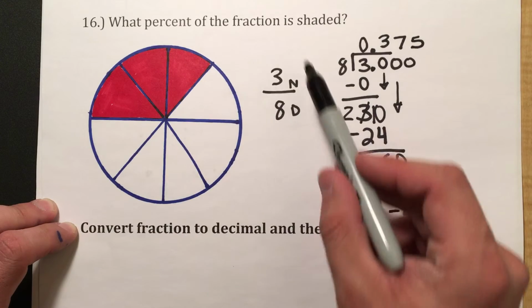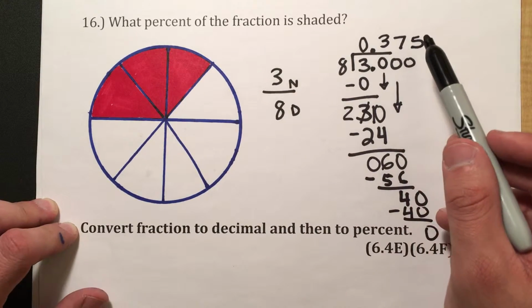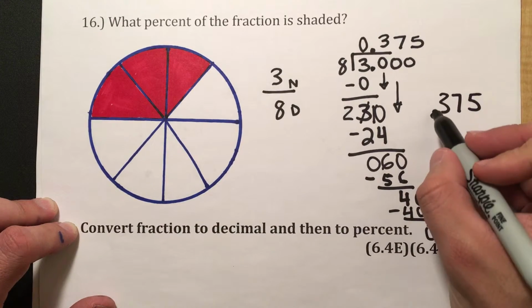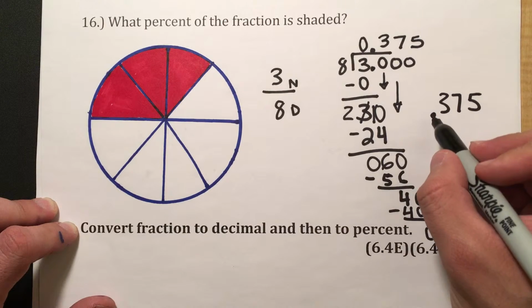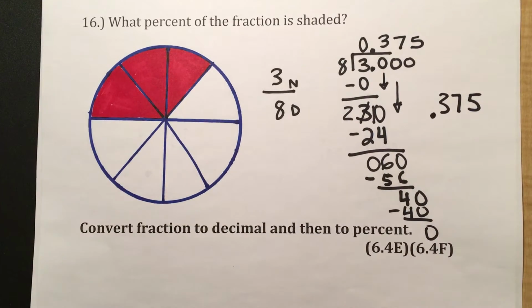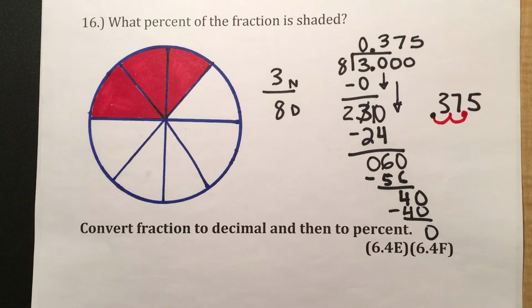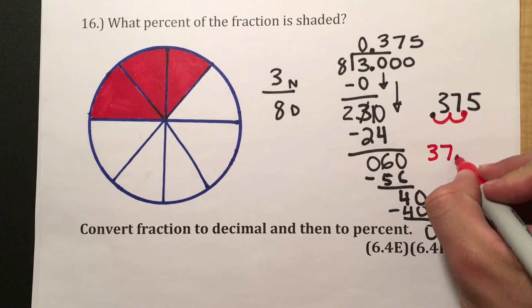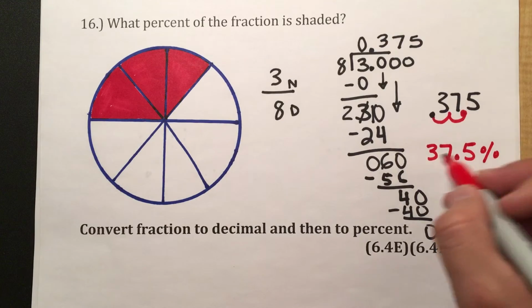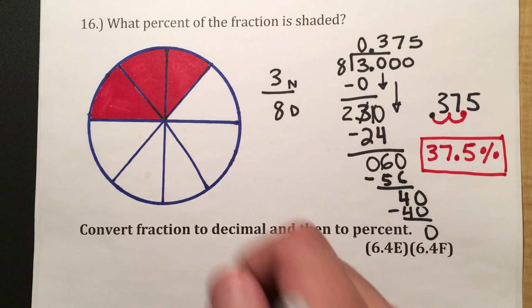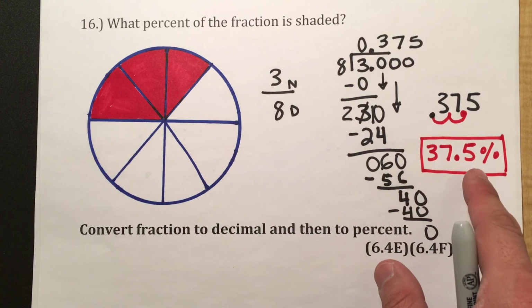So now that we've changed our fraction into a decimal, the last thing that we have to do is move our decimal point 2 places to the right. So we've got 0.375, and we're going to move our decimal 2 place values to the right. It's going to be 1, 2, and we're just going to put our percent sign. So our answer is going to be 37.5%. So what percent of the fraction is shaded? 37.5%. That's our answer.